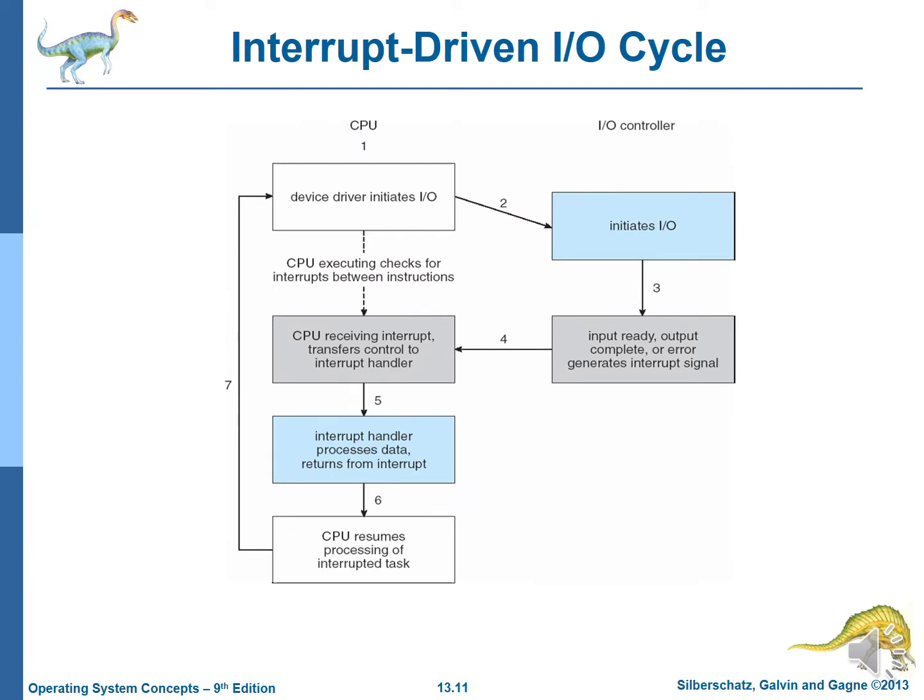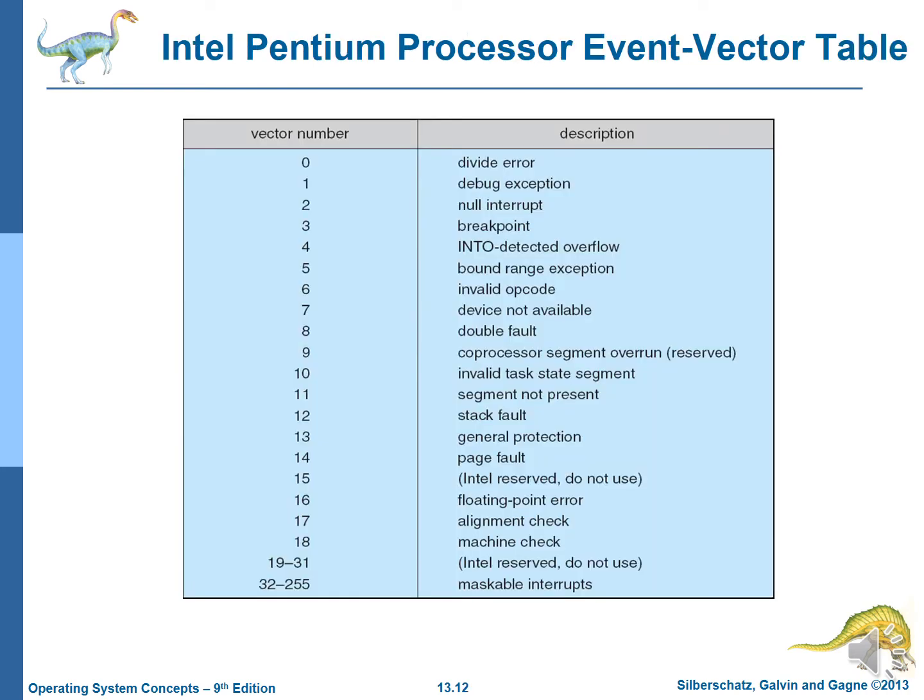In the interrupt-driven IO cycle, a device driver initiates IO. The CPU receives the request and control transfers to the interrupt handler. It processes the data and returns from the interrupt. The CPU resumes processing of the interrupted task. This is given in the event vector table.